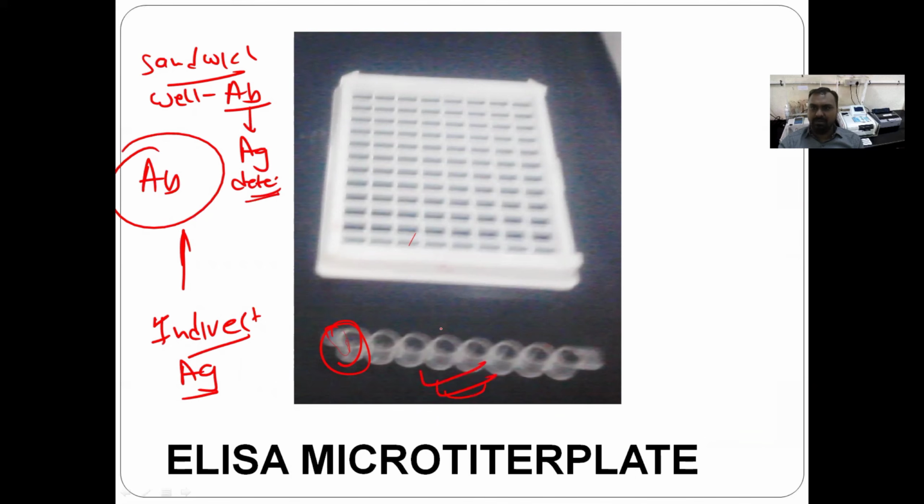The ELISA kits are ready-made available, and we can measure hormones and tumor markers. I hope this video is helpful to you. You can see in the background that is the ELISA reader. This is the ELISA washer. This is the print.